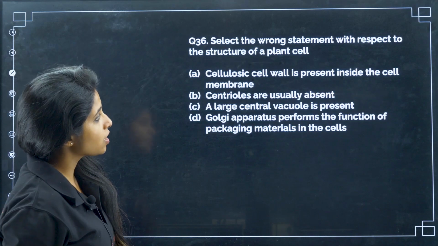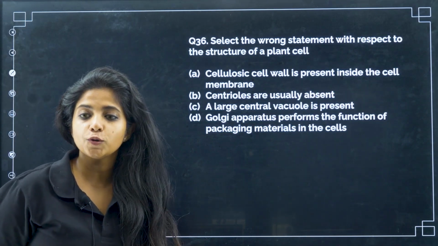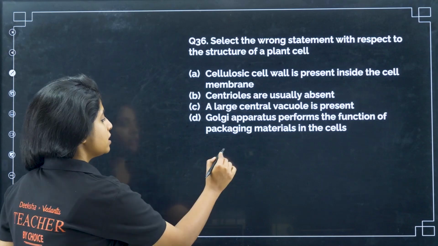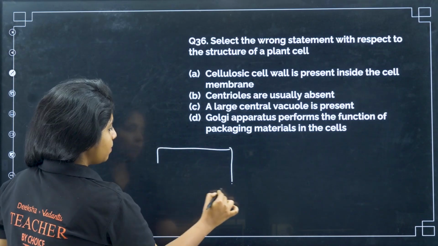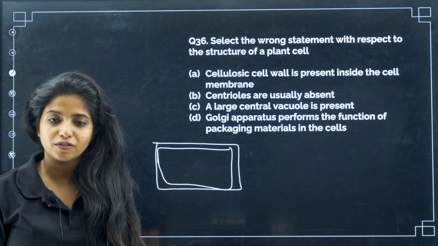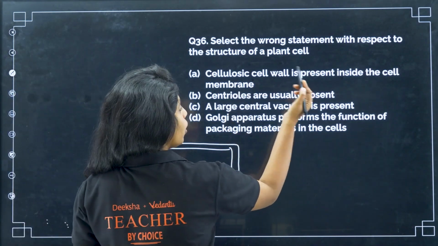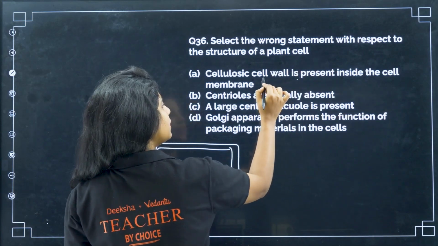36th question. Select the wrong statement with respect to the structure of a plant cell. Cellulosic cell wall is present inside the cell membrane, but the first statement itself is wrong. If this is a cell membrane, outside it there will be a cell wall. Inside it, why is there a need of a cell wall? So the cell wall will be outside the cell membrane. Here it is written that it is present inside, which is why it is wrong.